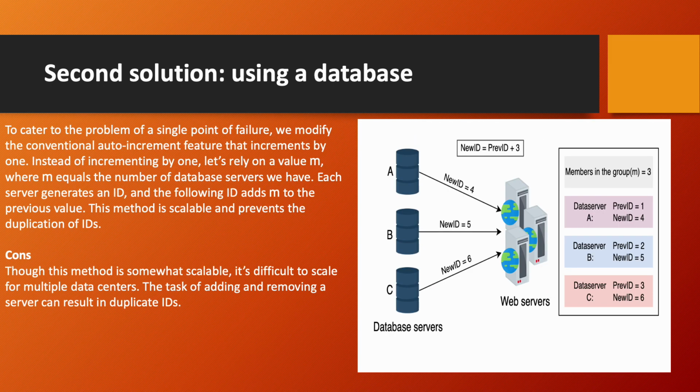To cater to the problem of a single point of failure, we can modify the conventional auto-increment feature that increments by 1. Instead of incrementing by 1, let's rely on a value m, where m equals the number of database servers we have. Each server generates an ID, and the following ID adds m to the previous value. This method is scalable and prevents the duplication of IDs. The cons would be, though this method is somewhat scalable, it's difficult to scale for multiple data centers. The task of adding and removing servers can result in duplicate IDs. So as you can see in the diagram, the new ID is a function of the previous ID plus 3.